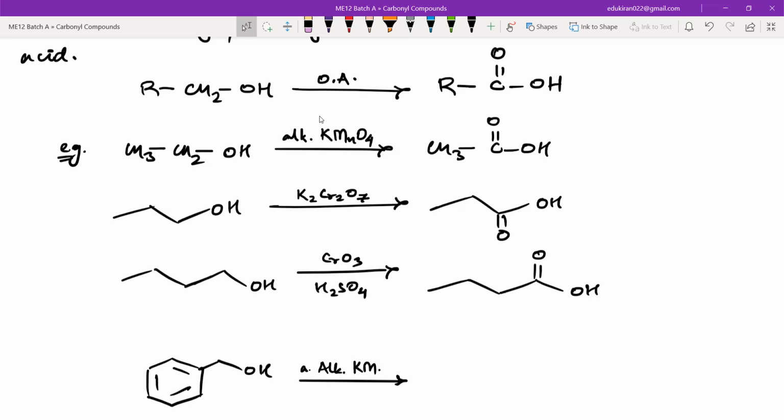Alkaline KMnO4. The second step is some water in acidic medium. And you are going to get benzoic acid.